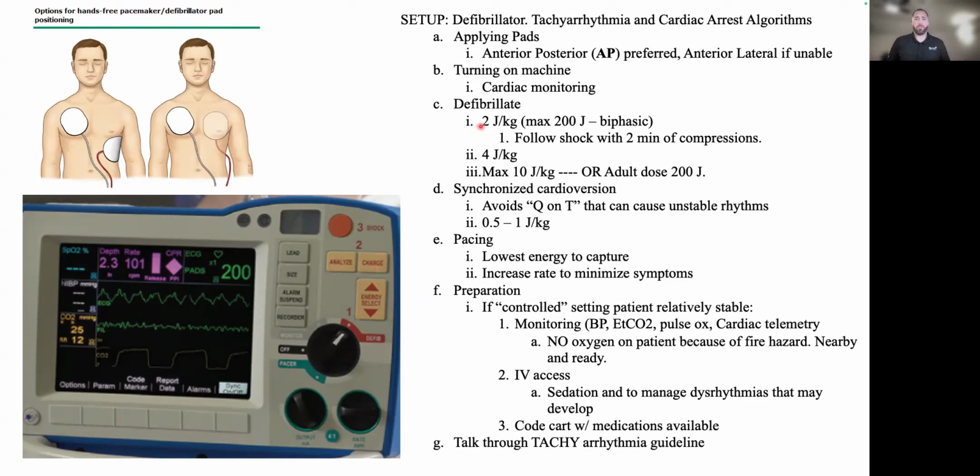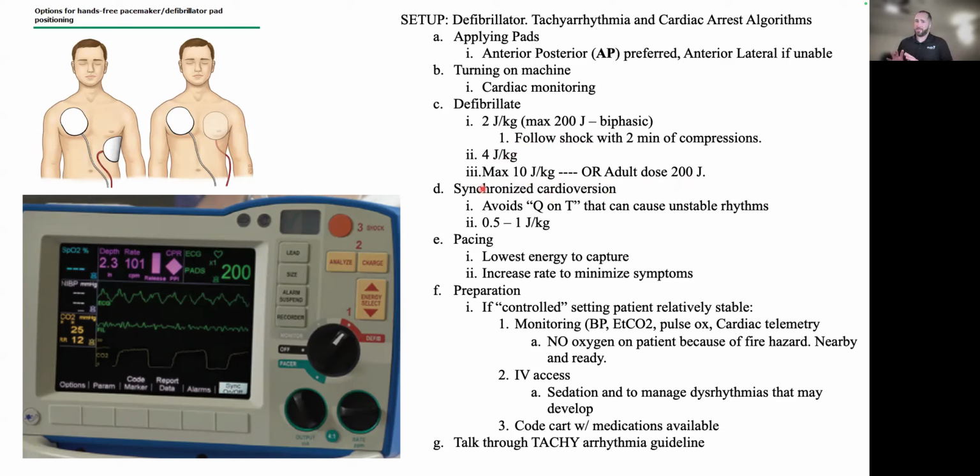Now, the defibrillation is typically going to occur about 2 joules per kilo, and this is going to be when your patient's like in VFib and things like that. After that 2 joule per kilo, if you're still not reviving the patient or still in VFib, you've done your compressions, you can go up to 4 joules per kilo, max of 10 joules per kilo, or the adult dose of 200 joules. Now that is defibrillating them.